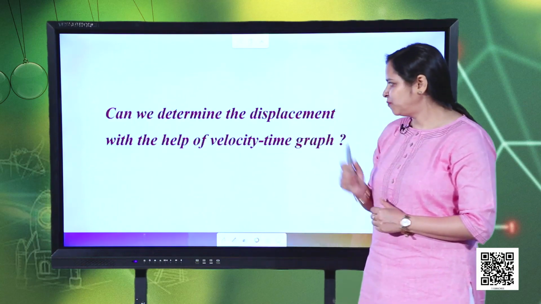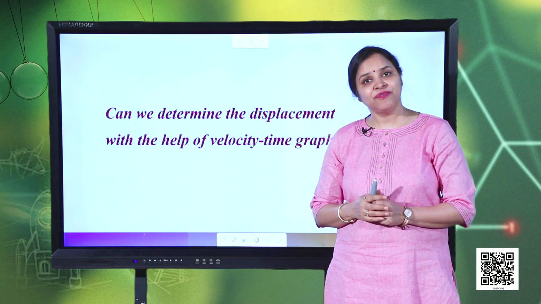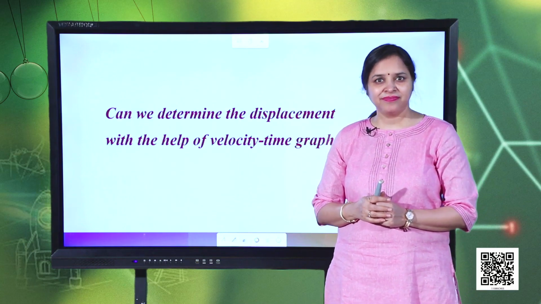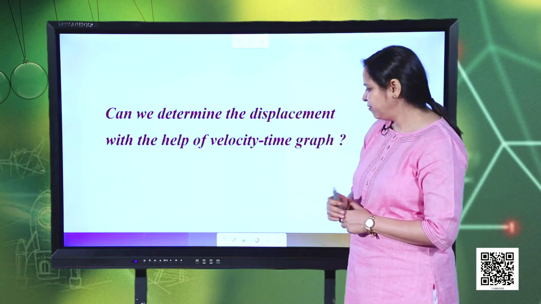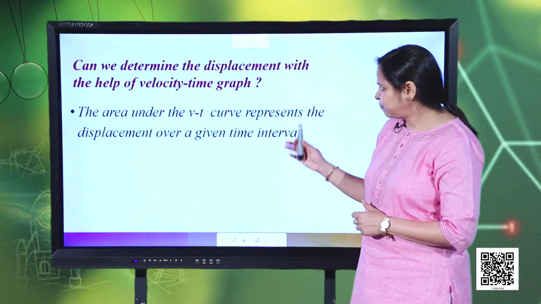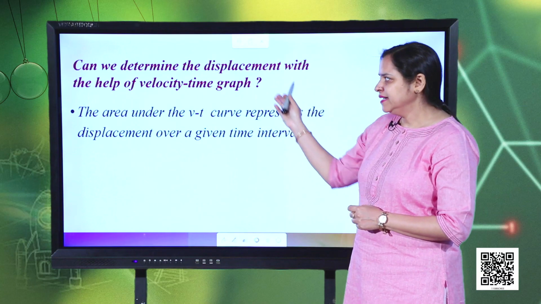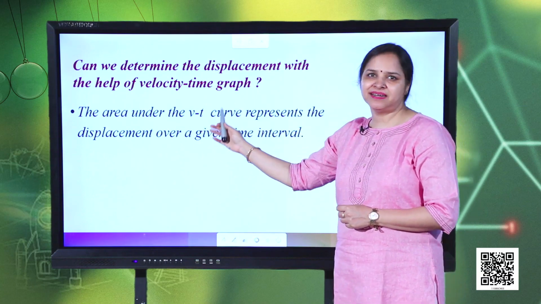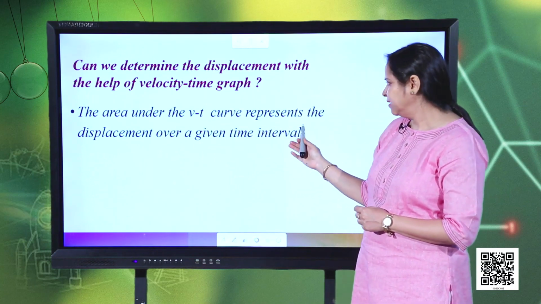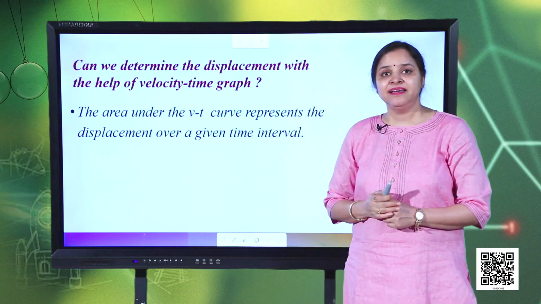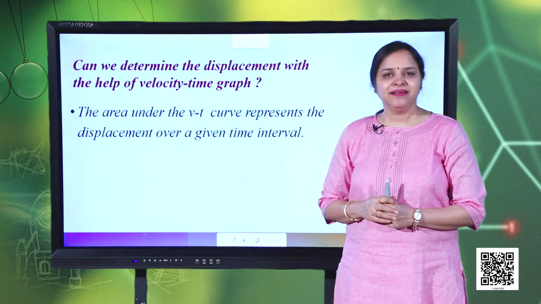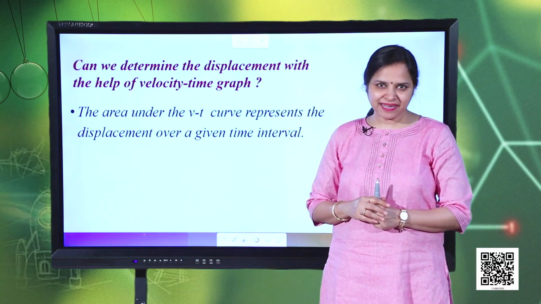Can we determine the displacement with the help of a velocity-time graph? Yes, of course, we can determine the displacement using a velocity-time graph by determining the area under the velocity-time curve. So, let us see how we can determine it by taking a simple example.